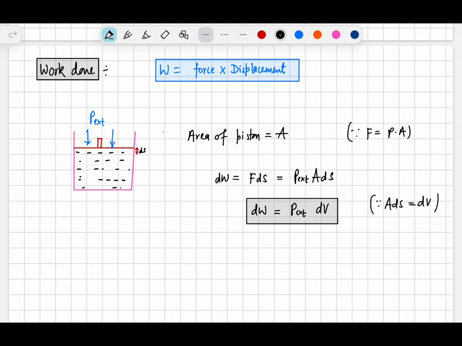This is the formula for infinitesimal work. And of course, if you want to find out the total work, then you need to see what is the final volume and what is the initial volume. So you can integrate it from V initial to V final. That is the total work.